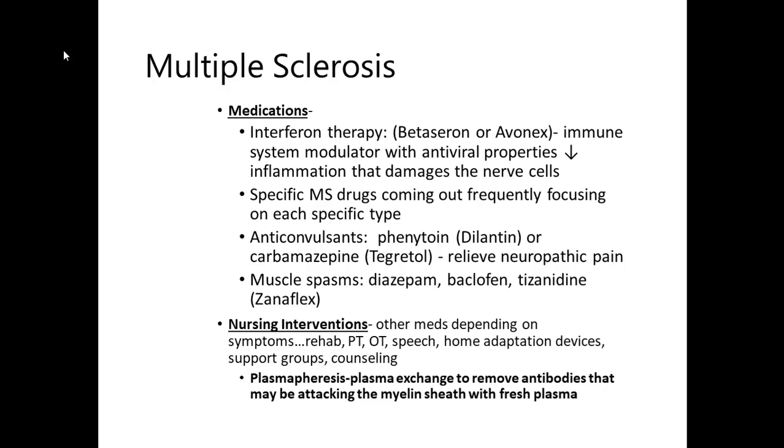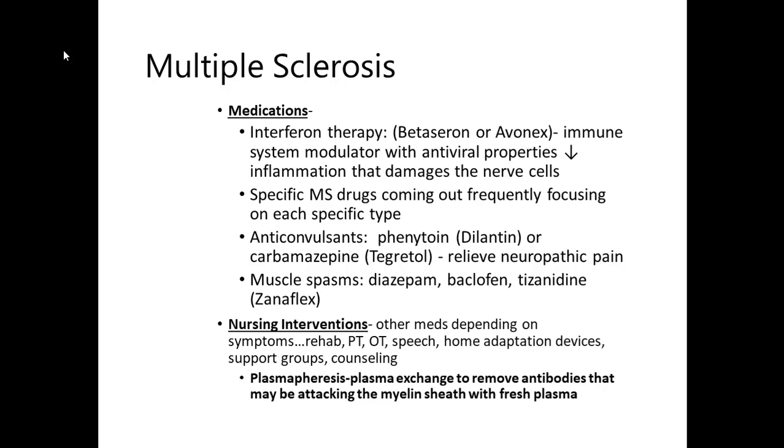Anticonvulsants might be used basically to relieve the neural pain. Gabapentin is another one that might be used. For muscle spasms, they're going to use things like diazepam, baclofen, Xanaflex.